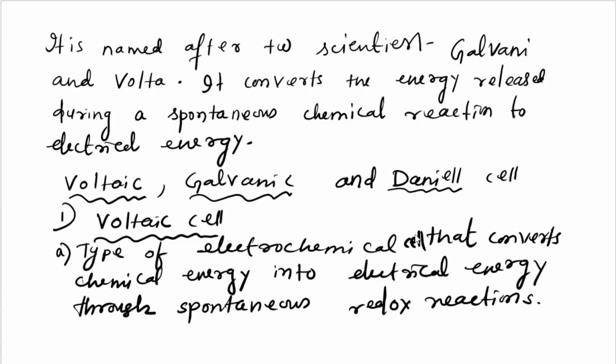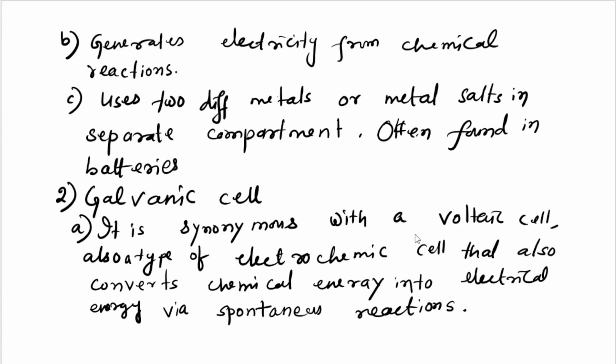So here also it is a type of electrochemical cell. What is it used for? To generate electricity from chemical reaction, the same electricity produced from chemical energy. It uses two different types of metals or metal salts in separate compartments, and is often found in batteries. It can be used in a battery also.